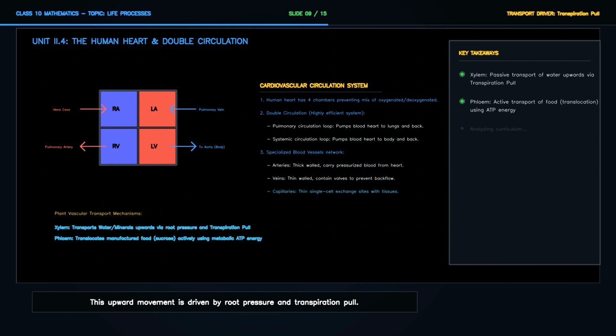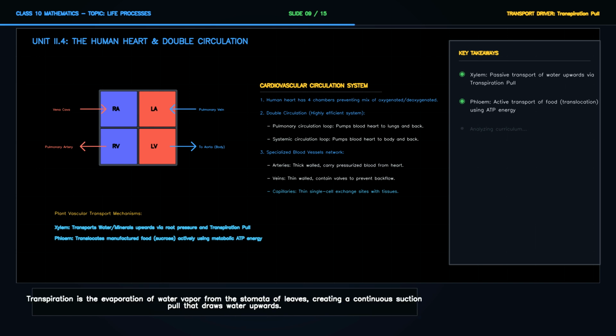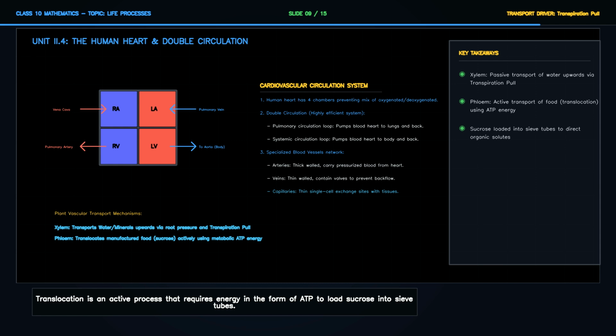Transpiration is the evaporation of water vapor from the stomata of leaves, creating a continuous suction pull that draws water upwards. Phloem transports organic food manufactured in the leaves to other parts of the plant, a process called translocation. Translocation is an active process that requires energy in the form of ADP to load sucrose into sieve tubes.